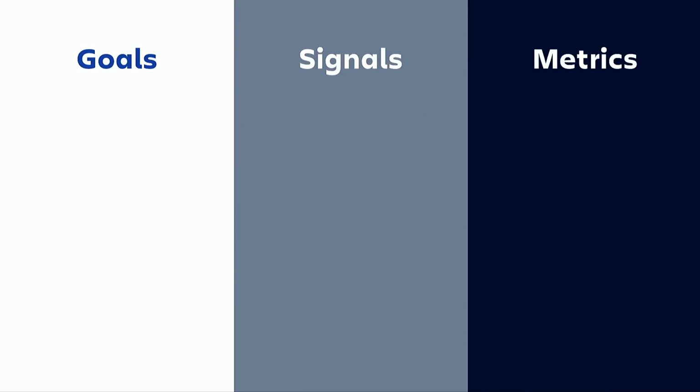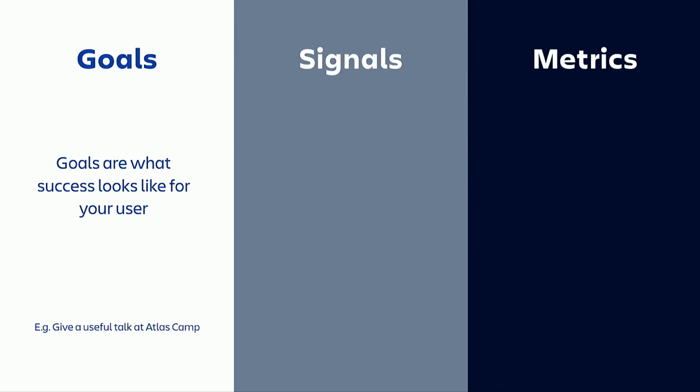So there are 3 elements to this framework. First, your goals are your desired result. It's what defines success for your user. Now, placing user goal setting as your first step forces you to be top-down, and it's critical for setting the right metric. So for example, if I were to set a goal for this talk here, it would be to give a useful talk at Alice Camp to the attendees.